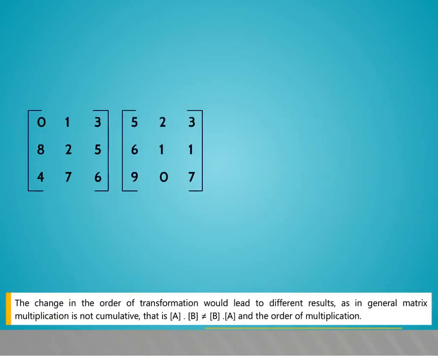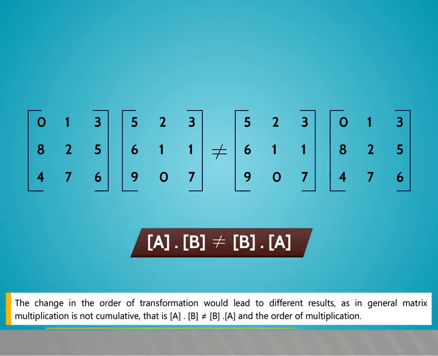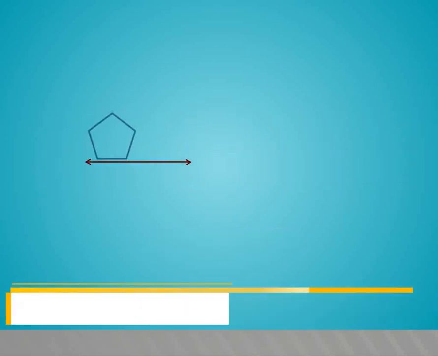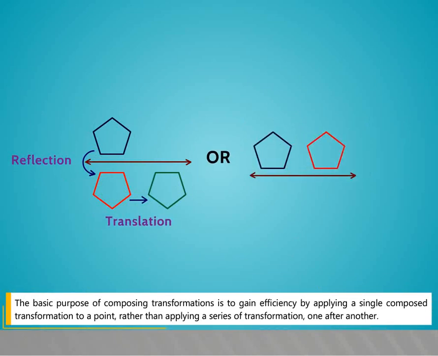The change in the order of transformation would lead to different results, as in general matrix multiplication is not commutative, that is A dot B not equal to B dot A, and the order of multiplication matters. The basic purpose of composing transformations is to gain efficiency by applying a single composed transformation to a point rather than applying a series of transformations one after another.